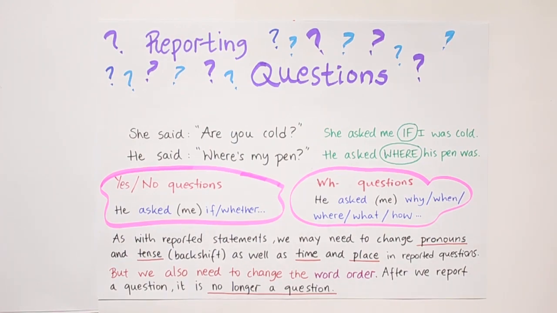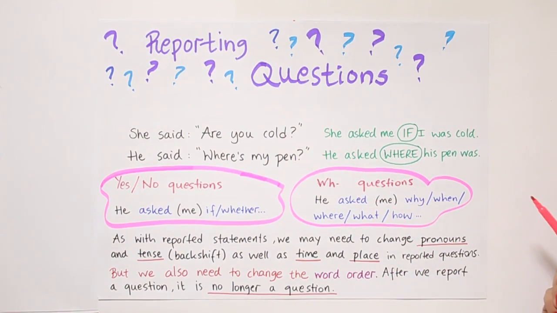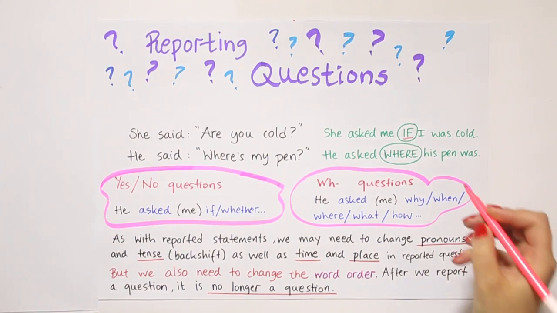How do we report questions? We are doing it in 2 ways because, as you know, we have yes/no questions and we have WH questions. Look at the first sentence. She said, "Are you cold?" Be careful, when we're reporting yes/no questions, we use if. She asked me if I was cold. Look at the second example. It's a WH question. He said, "Where's my pen?" He asked where his pen was.